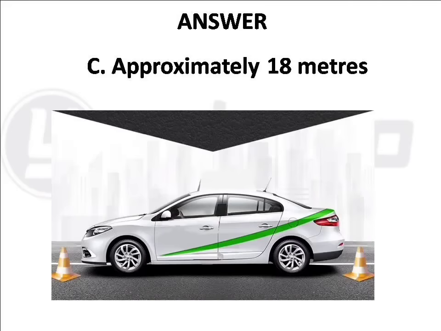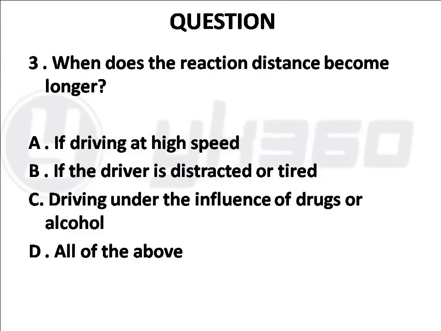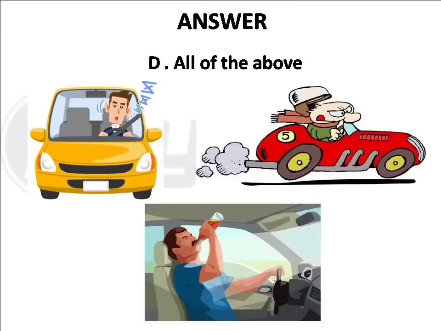Question number 3. When does the reaction distance become longer? The options are: A, if driving at high speed; B, if the driver is distracted or tired; C, driving under the influence of drugs or alcohol; D, all of the above. The answer is option D, all of the above.